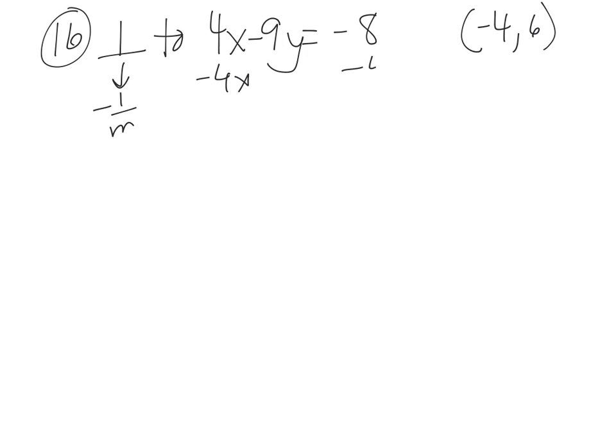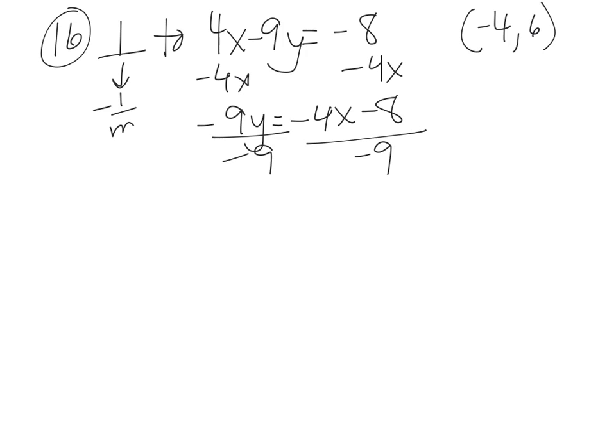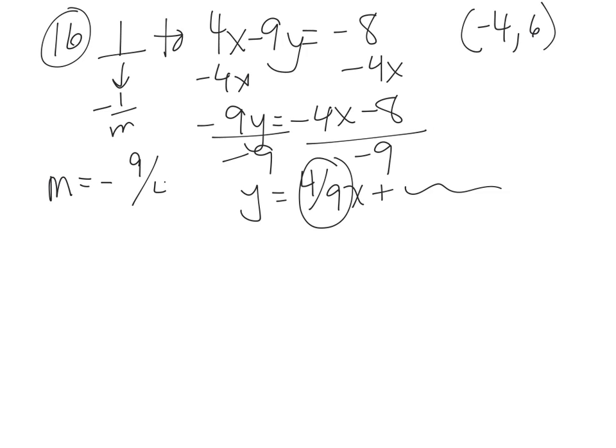Minus 4x. -9y equals -4x minus 8. Divide by -9. Remember, I don't care about the y-intercept. I just need the slope of this line. So it's 4/9. That's the slope of that line. So the slope I want is the negative reciprocal of that, so -9/4.